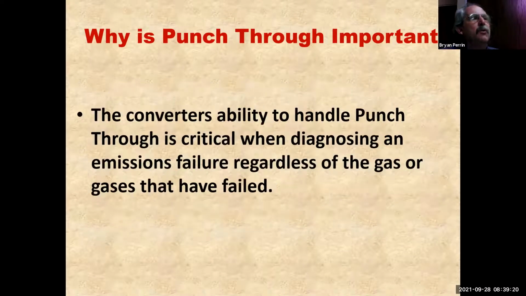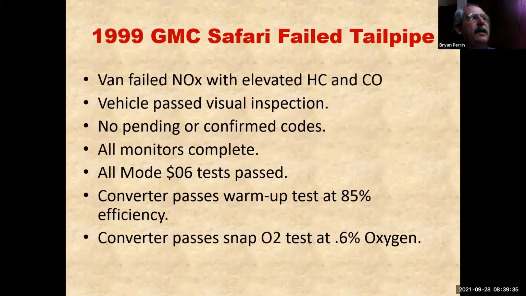So why is punch through important? The converter's ability to handle punch through is critical when diagnosing an emissions failure, regardless of the gas or gases that have failed. And so I have a little case study example here to kind of drive the point home. So I have a 1999 GMC Safari van that failed a tailpipe test. The van failed NOx with elevated HC and CO emissions. The vehicle passed the visual inspection. There's no pending or confirmed codes, and all of the OBD2 monitors are complete, including the Cali converter monitor, and all the mode 6 tests passed.